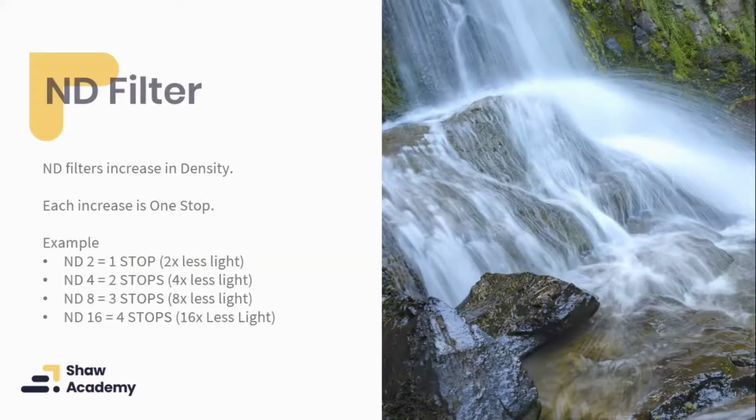Let's look at them. So neutral density filters increase in density. Each increase is one stop. So as we saw earlier, a stop is doubling or halving the amount of light. In this instance, we are reducing the light coming in. So for example, ND2 equals 1 stop. That's 2 times less light. ND8, that's 3 stops. That's 8 times less light.